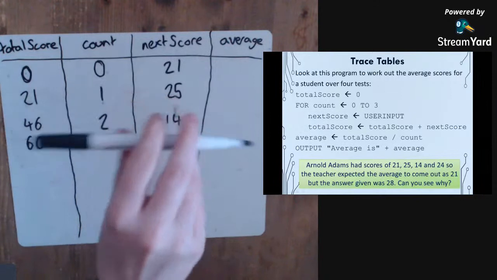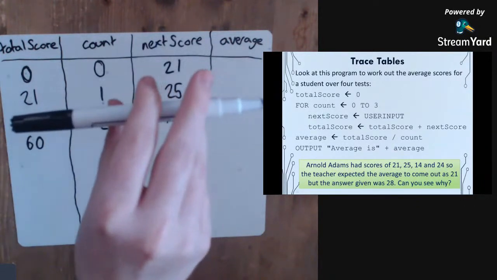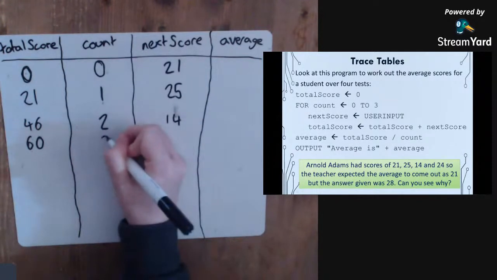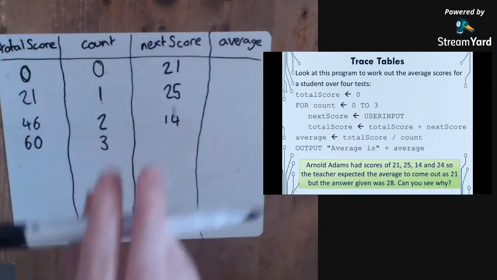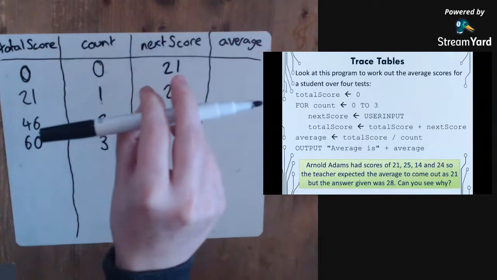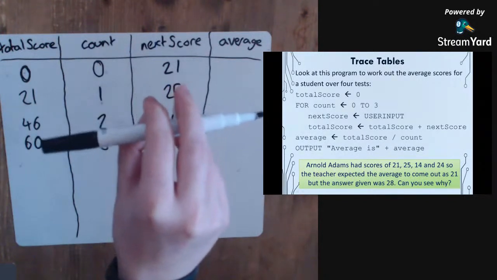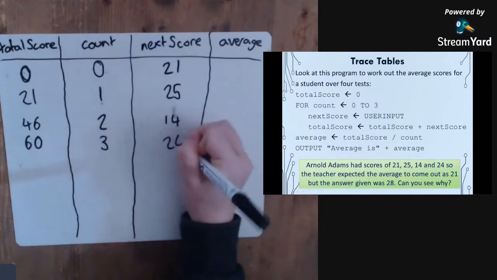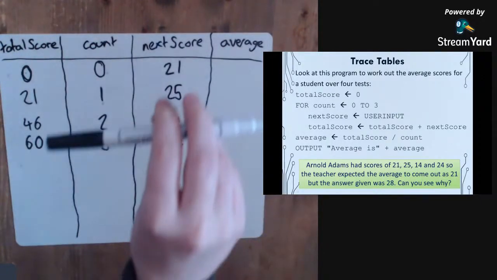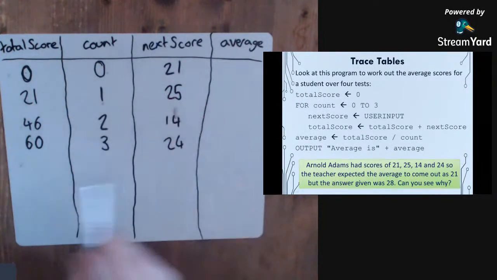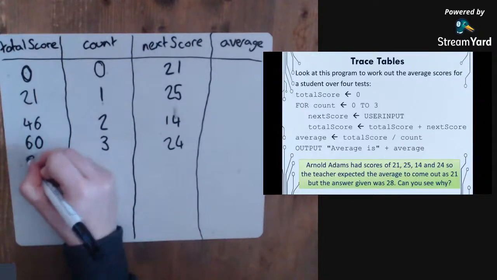Okay. So then again, we go back to the beginning of our loop. Is that count 3 yet? No, it's not. So we're going to put in 3. Again, in pseudocode, that is how that works. So when it says 0 to 3, that will count 0, 1, 2, 3. Next score is equal to user input, which is going to be 24. And then total score is equal to total score plus next score. So 60 plus 24 is 84.